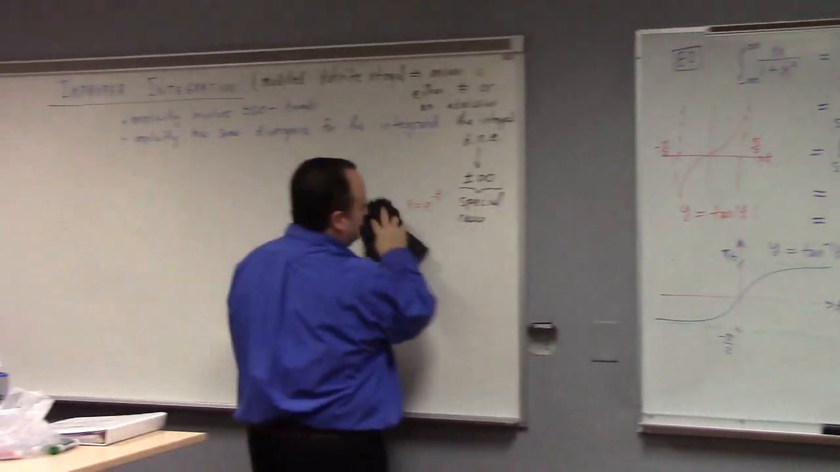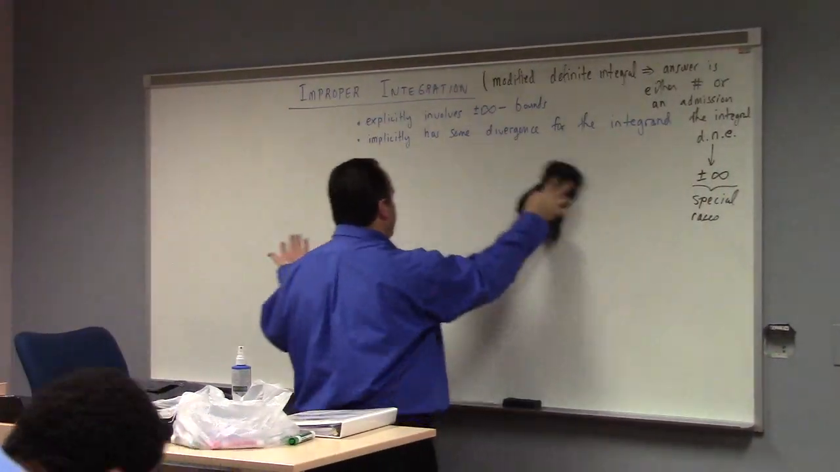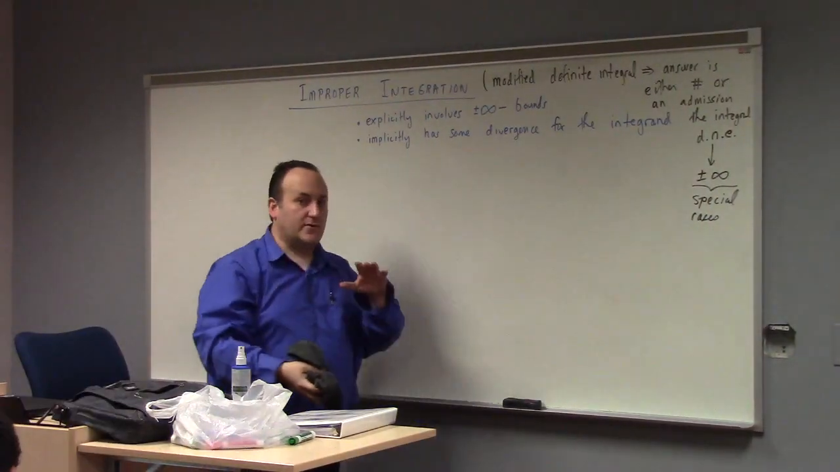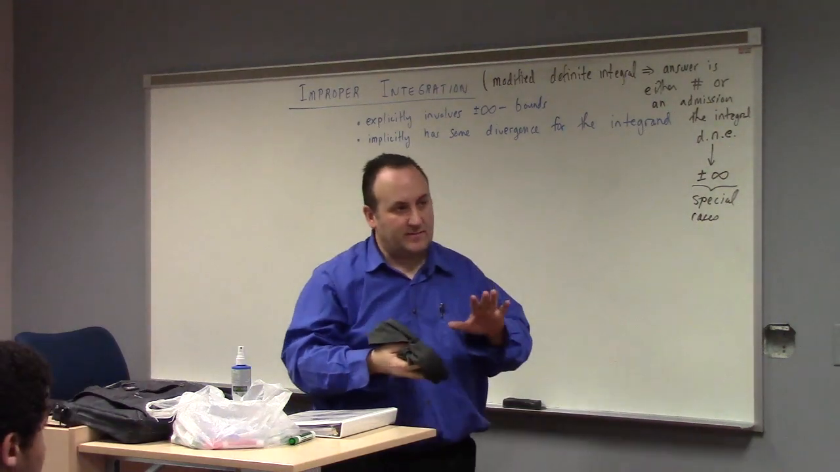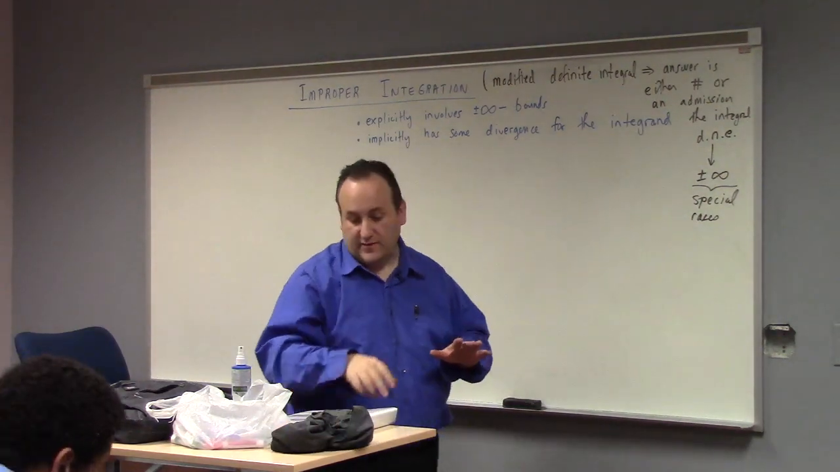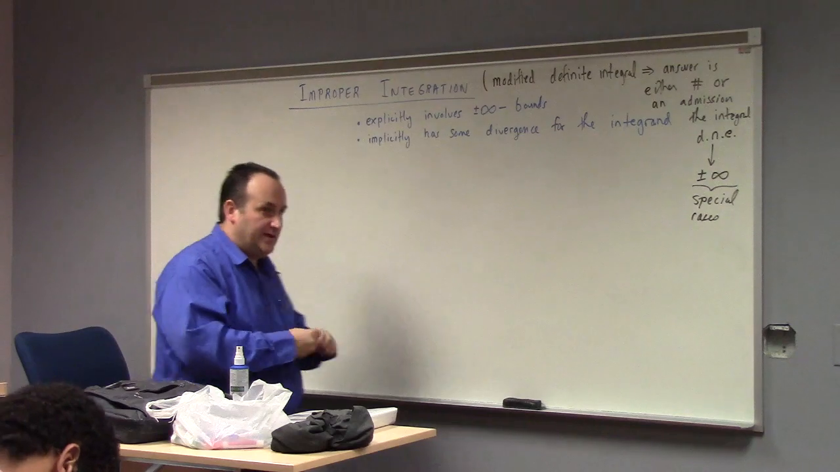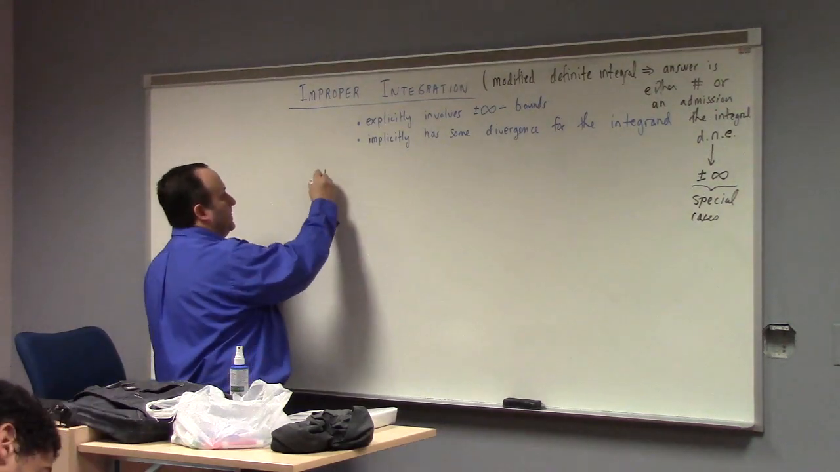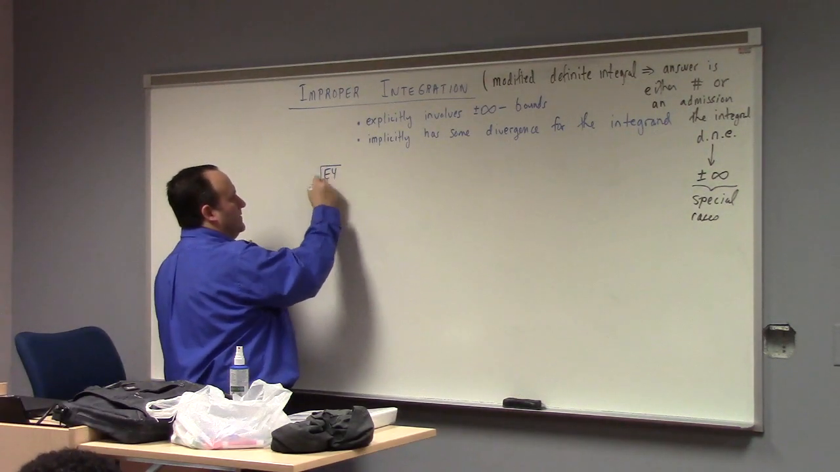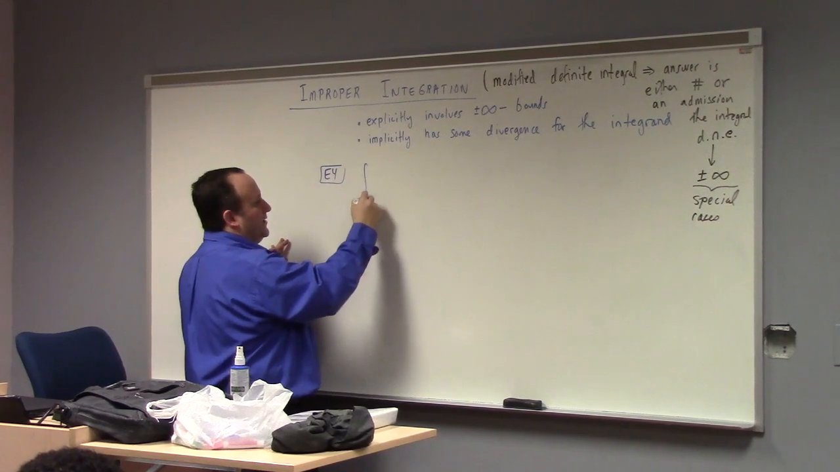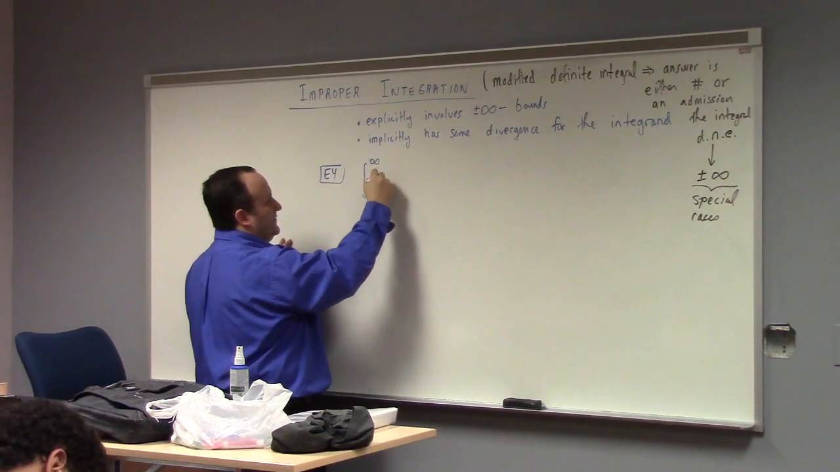the function goes to 0, and yet the area bounded by the function is not finite. So the best example I know of this is simply this. This would be example 4, I think. Check this out. Integral from 1 to infinity of dx over x.